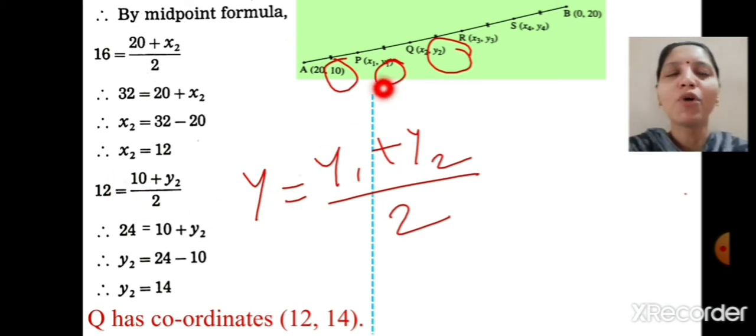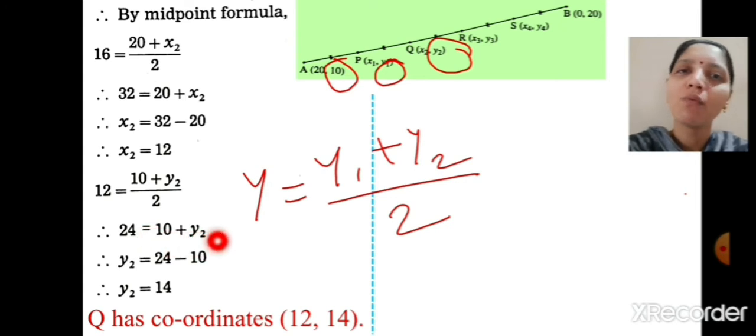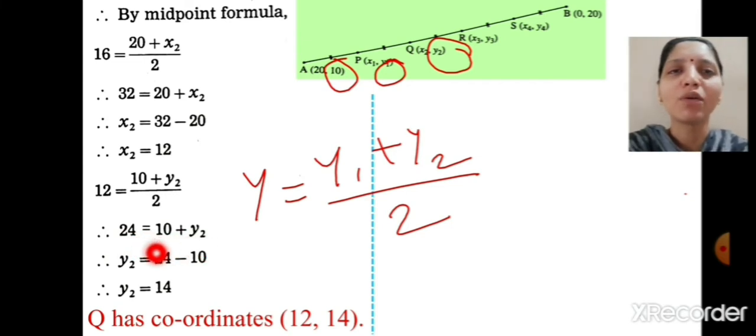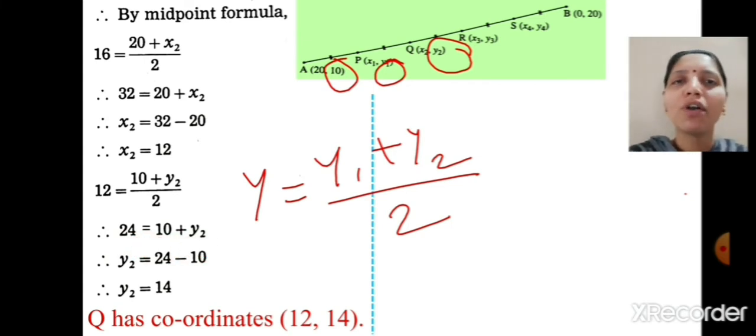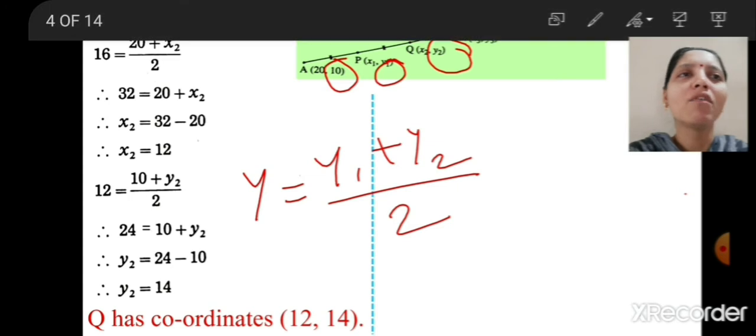The y coordinate of point P is 12. 12 is equal to 10 plus y2 upon 2. So therefore shift this 2 to the other side. You will get 12 into 2 is 24 is equal to 10 plus y2. Now shift this 10 to the other side. You will get y2 is equal to 24 minus 10, that is equal to 14. So you got the y coordinate of point Q. So Q has coordinates 12, 14.